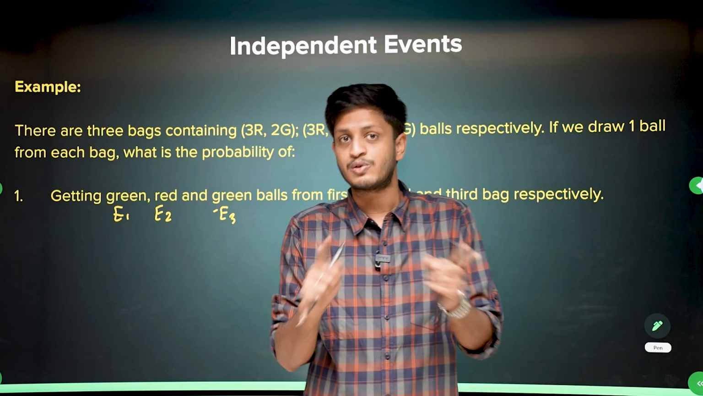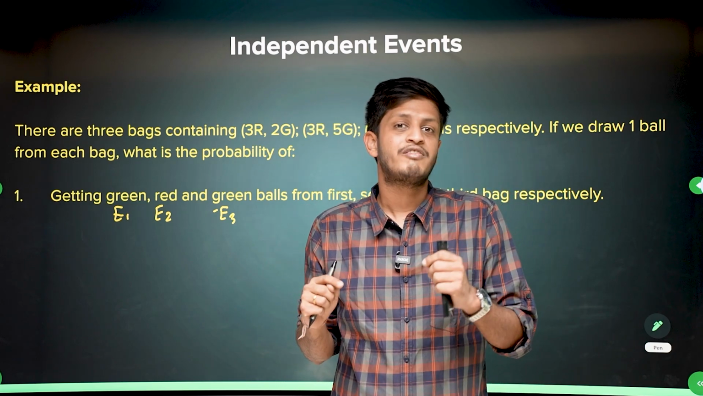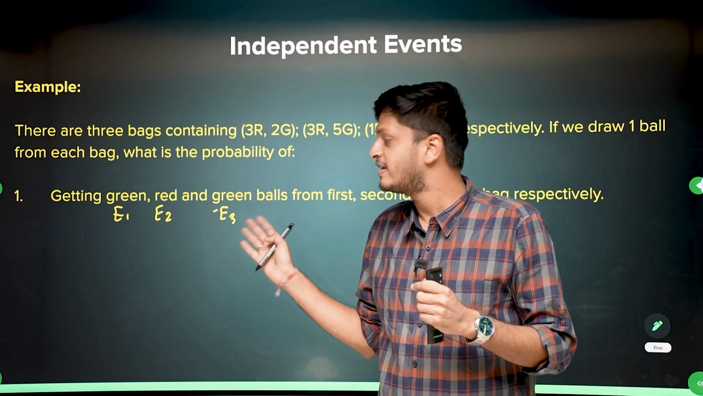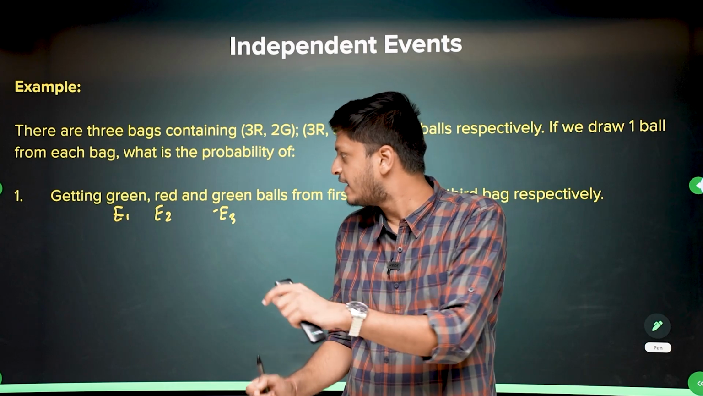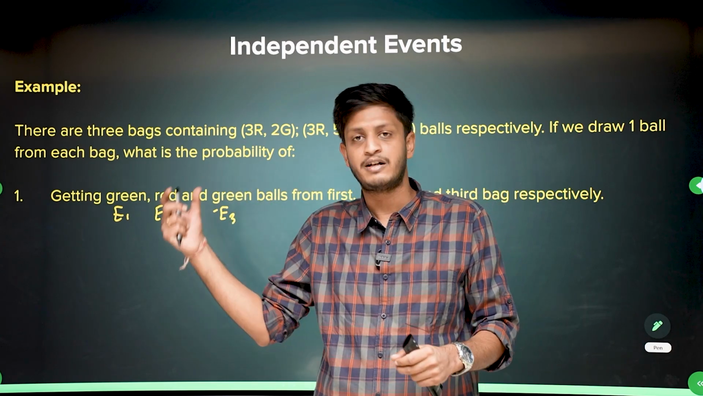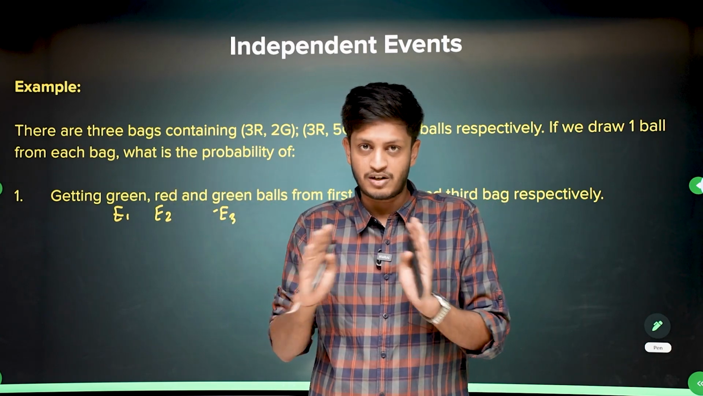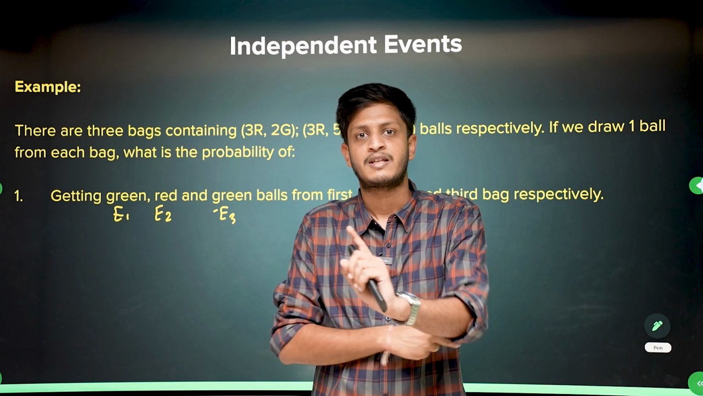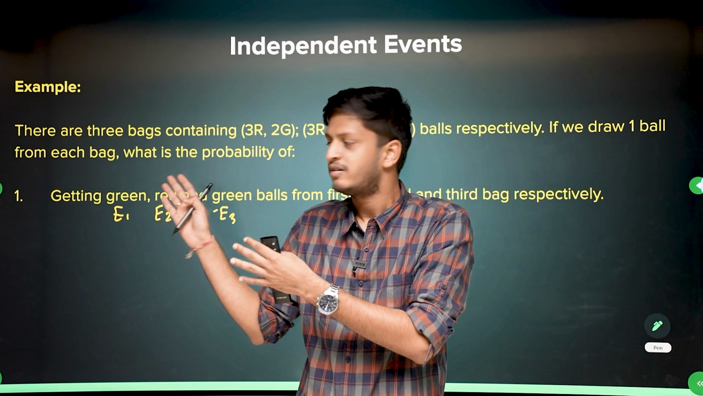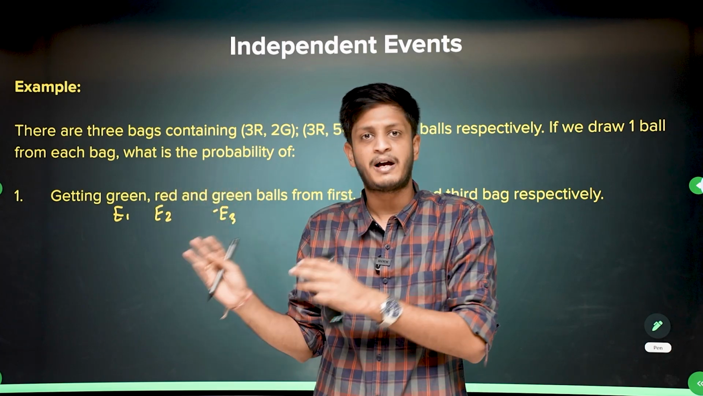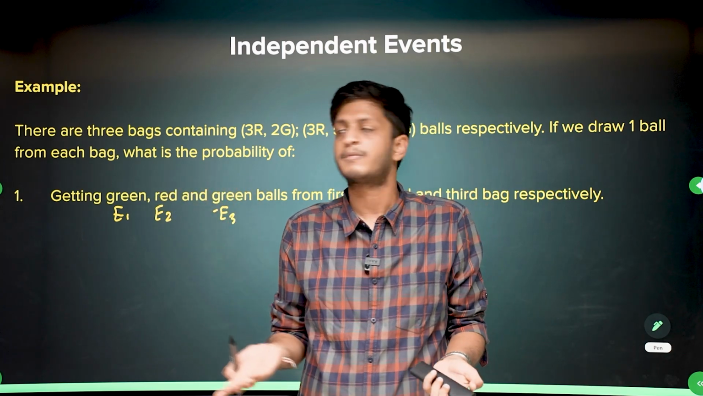Again, see, there is a difference. These events are not exclusive. Exclusive events means that these 3 events cannot happen together. They can happen together. You can get a green from the first bag, red from the second bag and green from the third bag. So they are not exclusive. They are independent, which means that it doesn't matter what ball you get in the first bag, the probability of getting a red ball in the second bag remains the same.